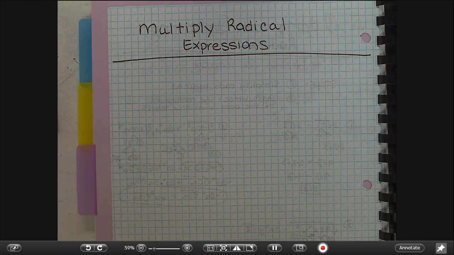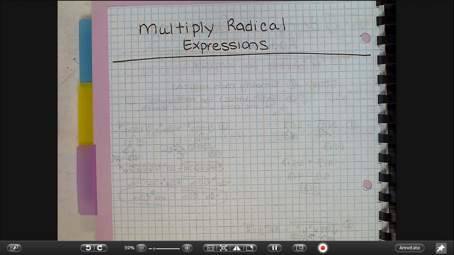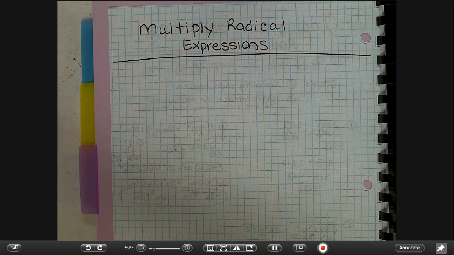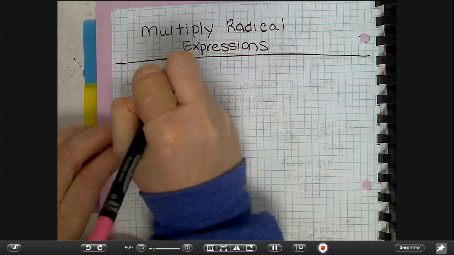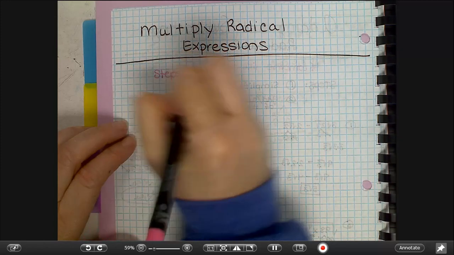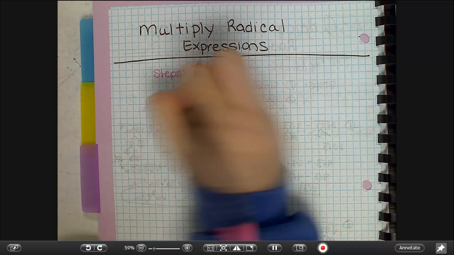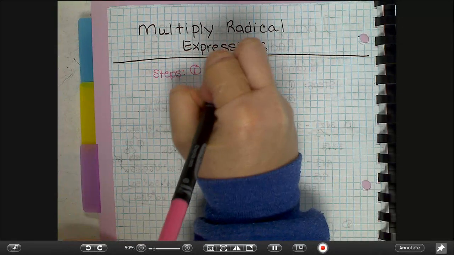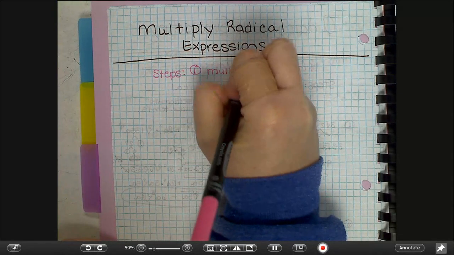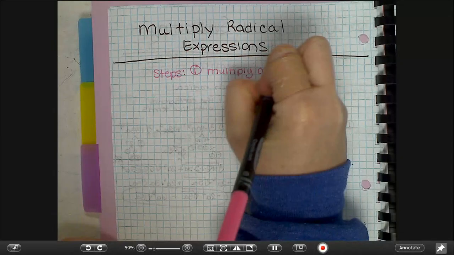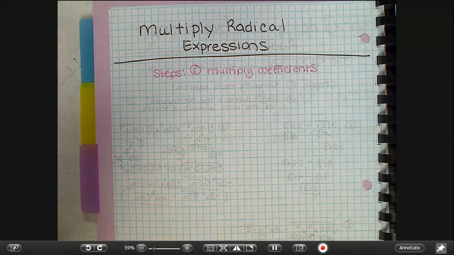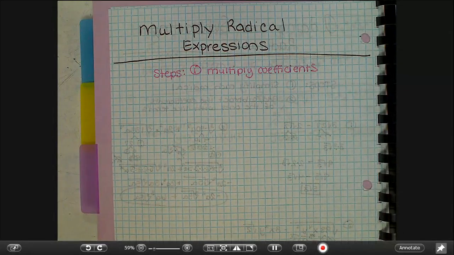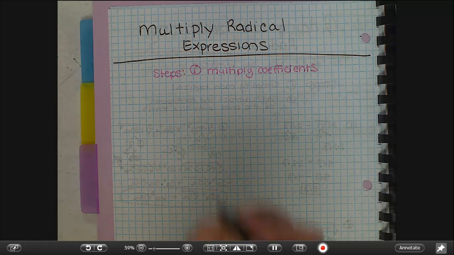It's time to multiply radical expressions this time. And we are just going to start by writing some steps. Step 1, you're going to multiply the coefficients. Okay, that's the first thing. So you're going to do that using the laws of exponents and any other rules that you need to use.